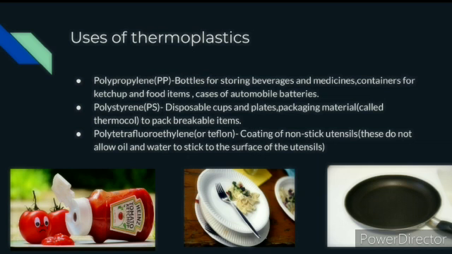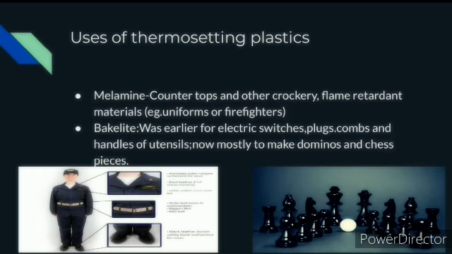Next, PS, that is polystyrene, which is used to make disposable cups and plates, and packaging material called thermocol to pack breakable items. And the last one under thermoplastic is Teflon or polytetrafluoroethylene, which is used to make coating of non-stick utensils. These do not allow oil and water to stick to the surface of the utensils, which will make it easy to wash it. Now let us see the uses of thermosetting plastic.